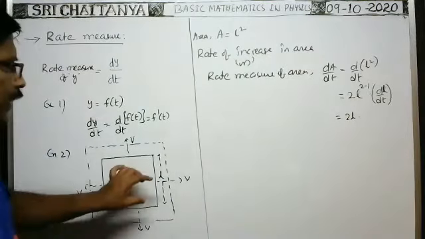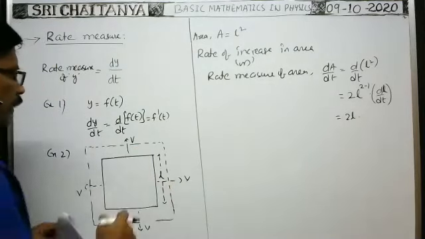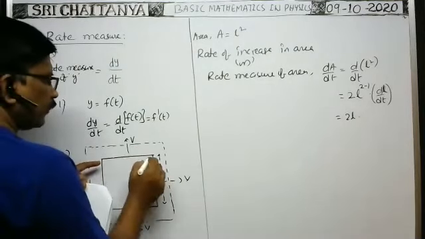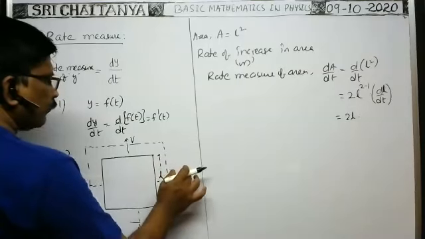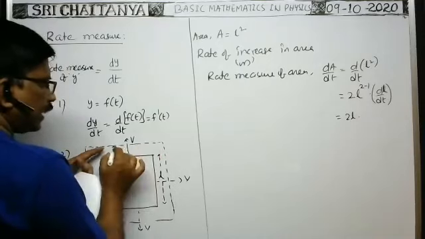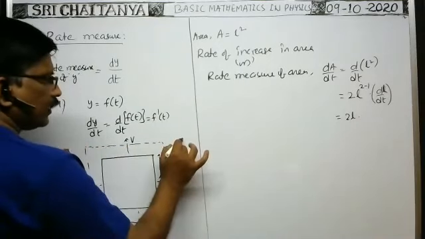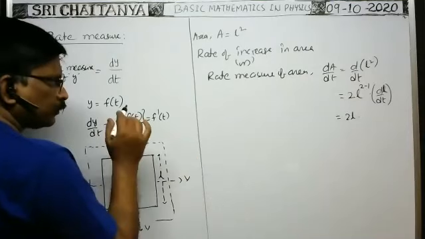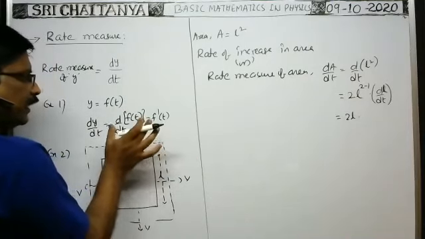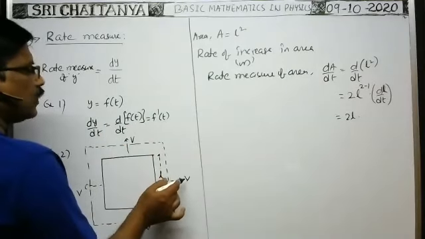dl by dt means here whenever this side is moving in this direction, the speed increases like this, no? The speed increases so that the length of the side increases like this, no? Length of side increases in this direction. That's why dl by dt is the increase in length of the side.